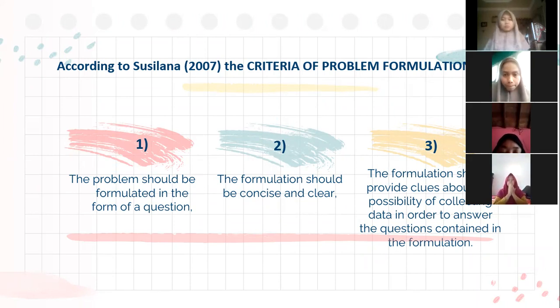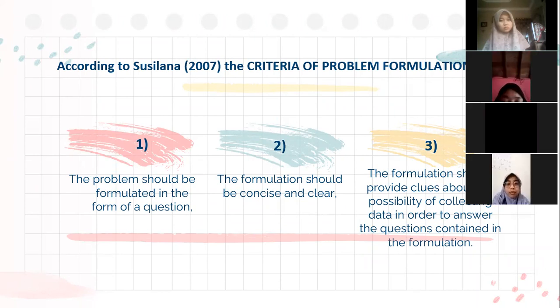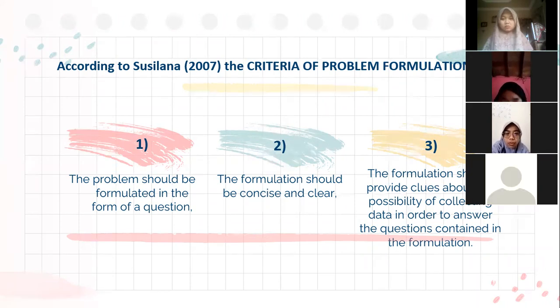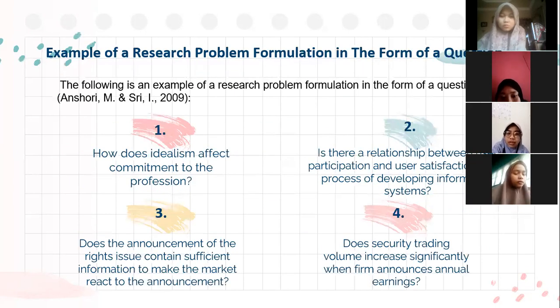According to Zelina, 2007, the criteria of problem formulation are three. The first is the problem should be formulated in the form of a question. Two, the formulation should be concise and clear. Three, the formulation should provide clues about the possibility of collecting data in order to answer the questions contained in the formulation.